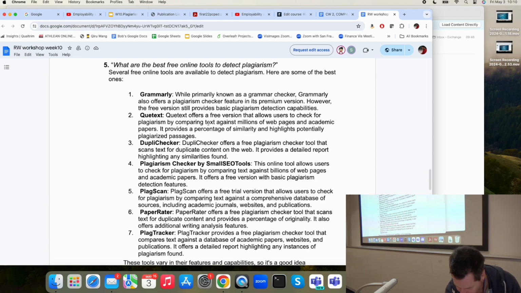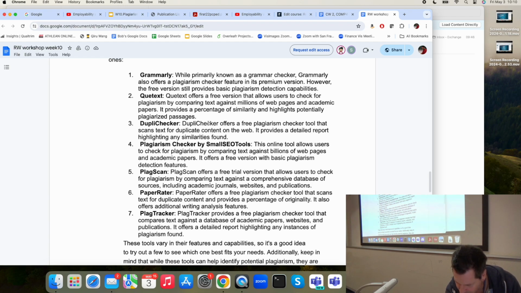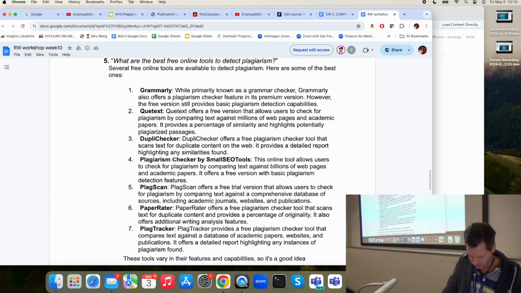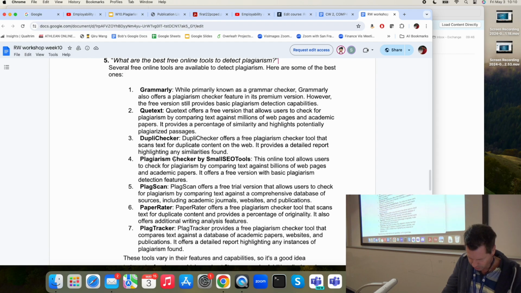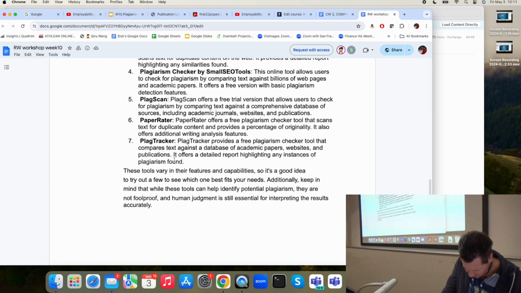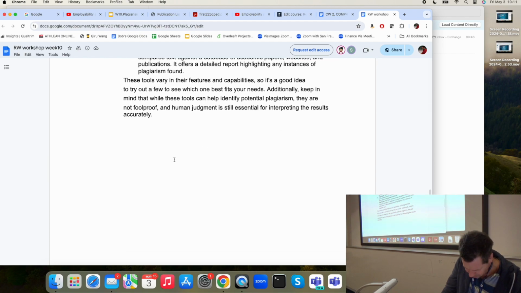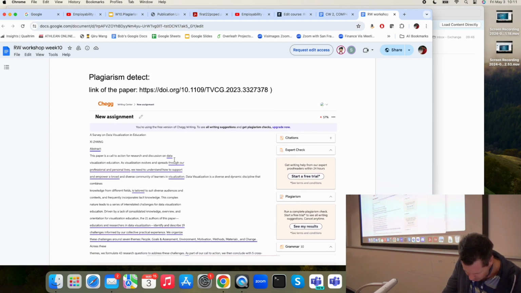Dupli Checker. So there are quite a few. I wonder why Turnitin is not mentioned. Is it because there's no free version or something? Why is Turnitin not mentioned here? It's from the university. Okay. Plagiarism Checker, paper grader. Okay, that's interesting. So plagiarism, link of paper, new assignment.